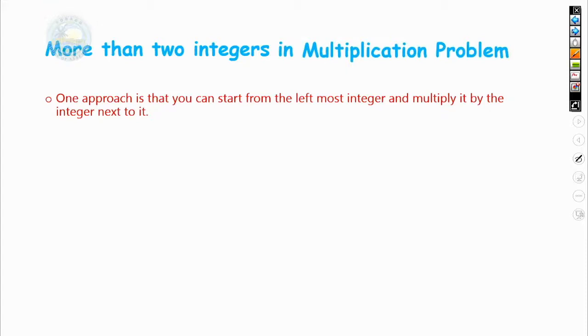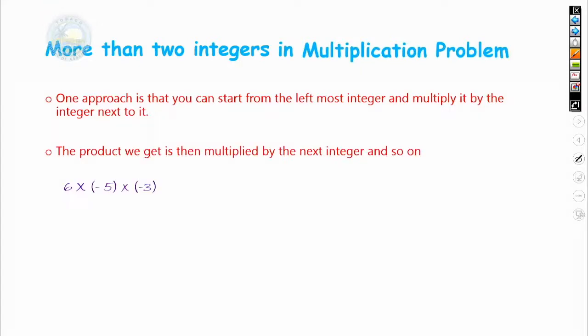Let's go on here. So, more than 2 integers in a multiplication problem. Now, I want to give you one approach. When I'm working with more than 2 integers in a multiplication problem, what do I do? There are several approaches out there. But this approach is this: you start from the leftmost integer and multiply by the integer next to it. The product that you get from doing that, you then multiply by the next integer and so on. So let's see how that works.